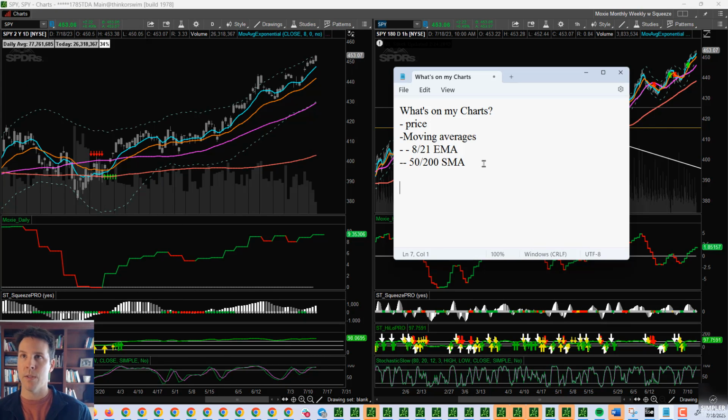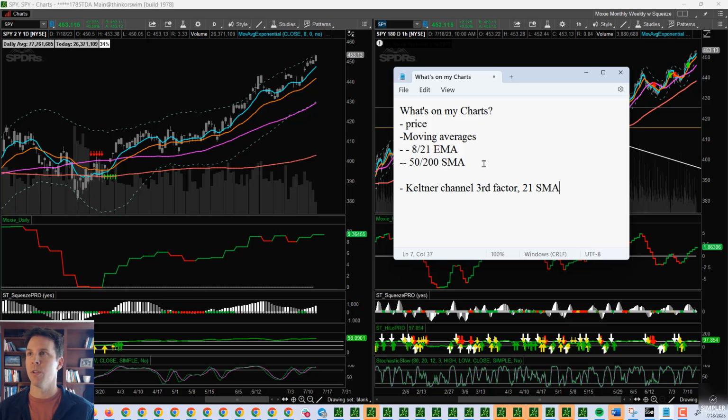The other thing that you guys can kind of see that I have on the, at least, price charts are the Keltner channels. And it's the third factor and 21 SMA. Now, I call them ATRs. I picked that up from John Carter. That's what he calls them, average true range. But really, they're Keltner channels based on the third factor off of the 21 SMA.